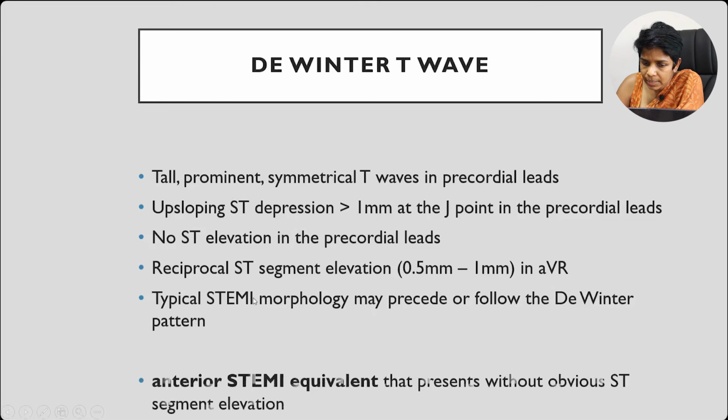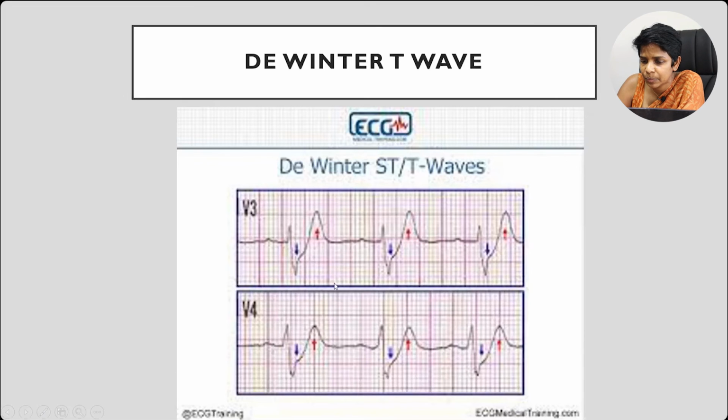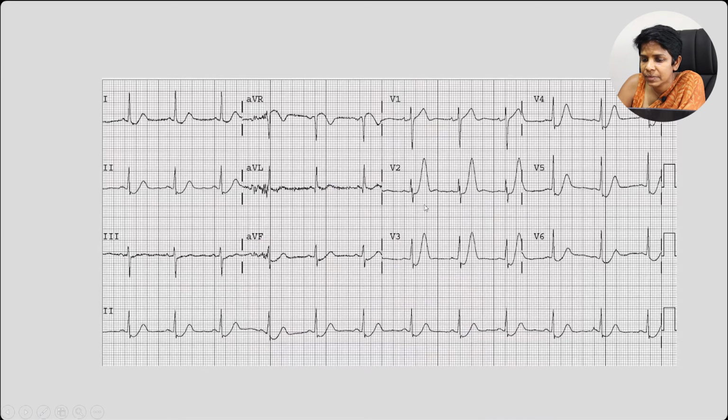But it is known that this ECG pattern is an anterior ST elevation MI equivalent. Even though the patient does not have ST elevations, it signifies that the patient may get anterior STEMI pretty soon. So it is important to recognize this ECG pattern. Tall T waves with upsloping ST depressions. This is an example of that kind of ECG with tall T waves and upsloping ST depressions. So important to recognize this ECG pattern.